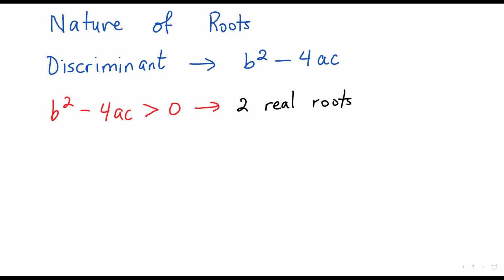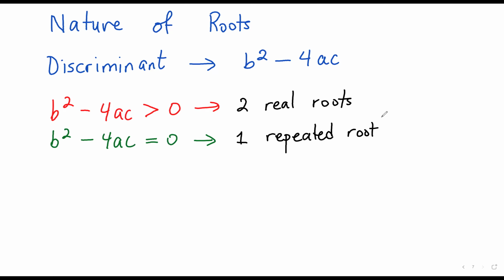If b squared minus 4ac is equal to 0, then you have one repeated root, or one real root. So it'll only touch the x-axis at one point. And finally, if b squared minus 4ac is less than 0, then the quadratic has 0 roots or no solution. So it will not cut the x-axis.